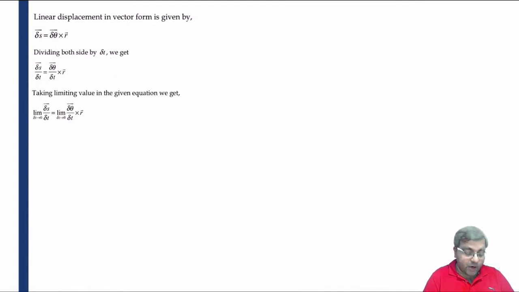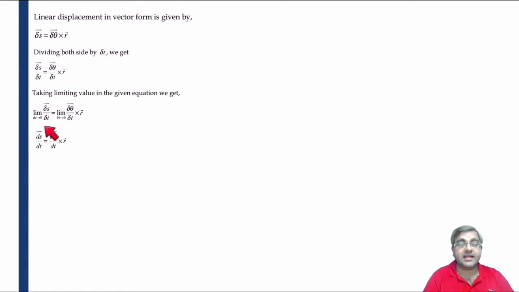Now we are going to take limits on both the sides. If I take limits on both the sides, they become instantaneous, because we are going to speak about vectors here, and vectors are true vectors only when we take instantaneous values. Therefore, we take limits on both the sides: limit delta t tends to 0, delta S bar by delta t is equal to again limit delta t tends to 0, delta theta bar by delta t cross R bar.